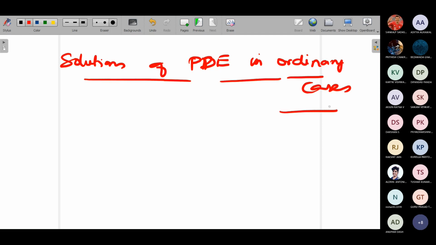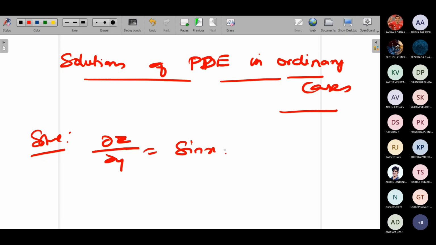Solutions of PDE in ordinary cases. Okay, let me explain. Suppose they are asking you to solve dou z by dou y is equal to sin x. We have to find the solution of this equation. So what is given? Dou z by dou y equal to sin x.